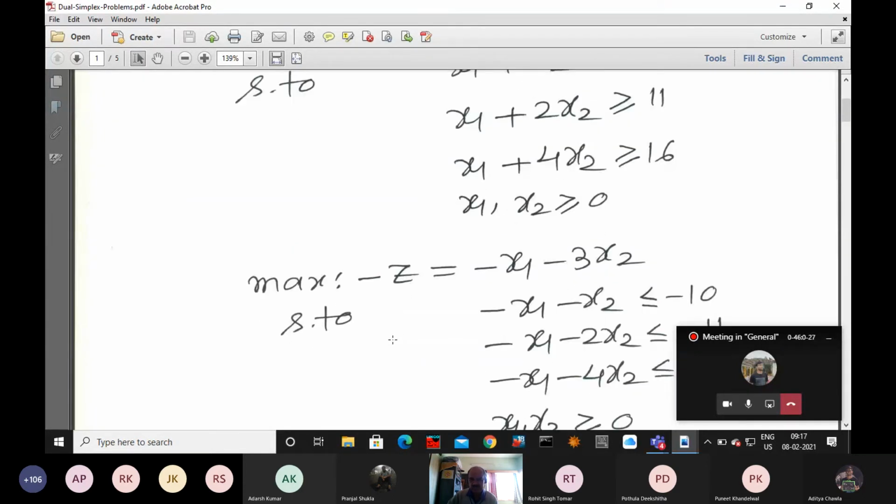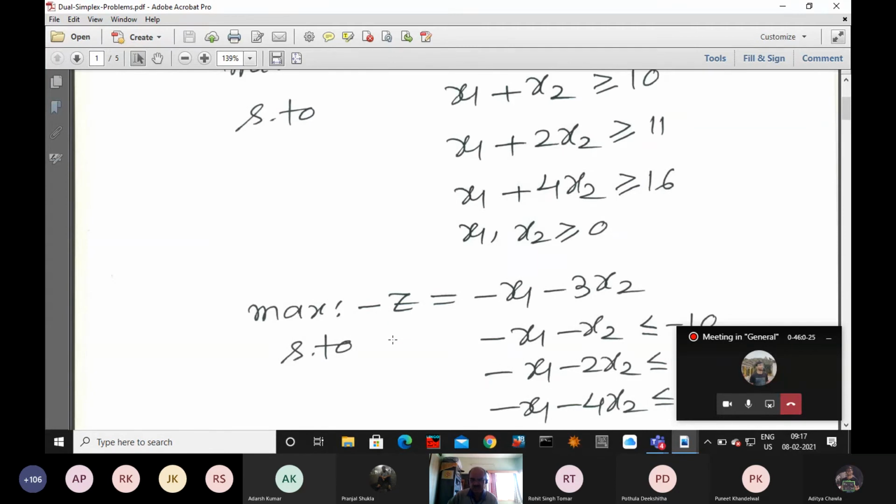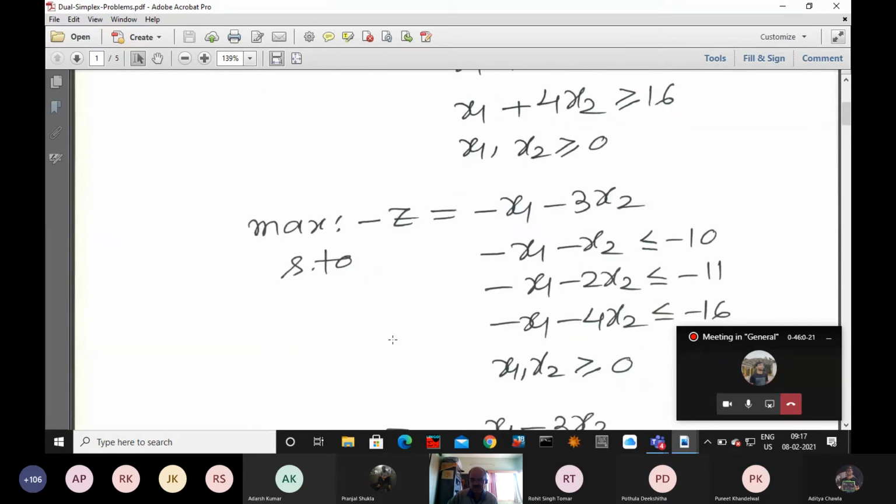Okay. x1 minus 2x2 less than or equal to minus 11. Then minus x1 minus 4x2 less than or equal to minus 16. These are the constraints. Why dual simplex? We will try to avoid the use of artificial variables. Artificial variables will not be used, as they would create problems.